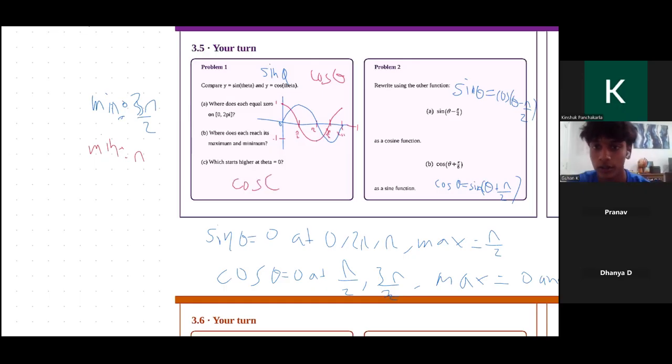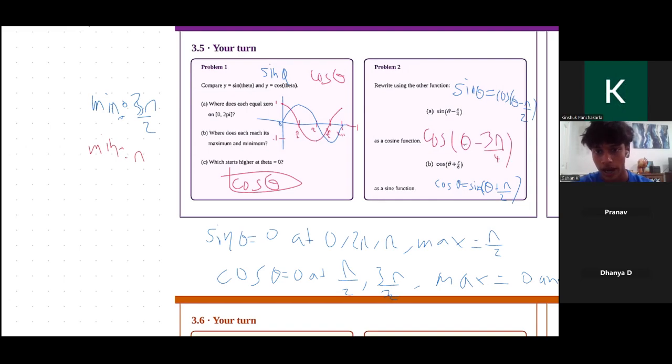Here, rewrite using the other function. So we have to write sine of theta minus pi over 4 as a cosine function. If sine theta equals cosine of theta minus pi over 2, we're subtracting pi over 4 from that. Since we're subtracting pi over 4 in the sine, we do the same to cosine. So negative pi over 2 minus pi over 4 is going to be negative 3 pi over 4. So our answer would be cosine of theta minus 3 pi over 4.